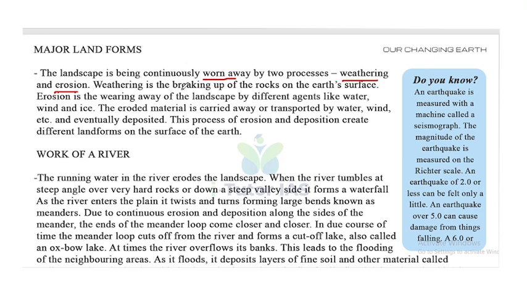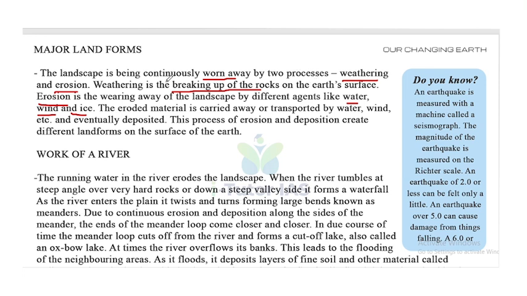Weathering is the breaking up of rocks on the earth's surface. Erosion is the wearing away of the landscape by different agents like water, wind and ice. So that is weathering and erosion. What is weathering? Weathering is the breakup of the rocks on the earth.